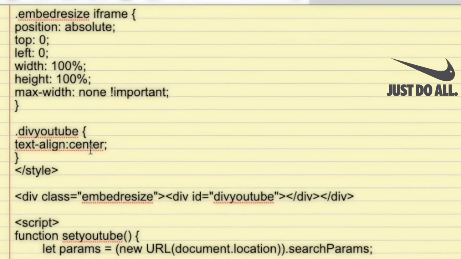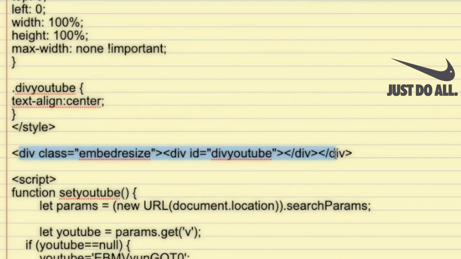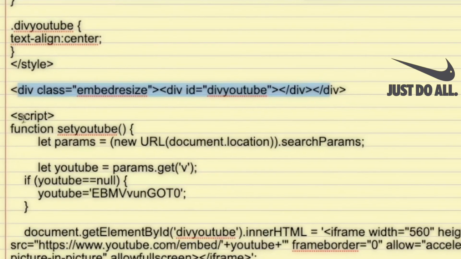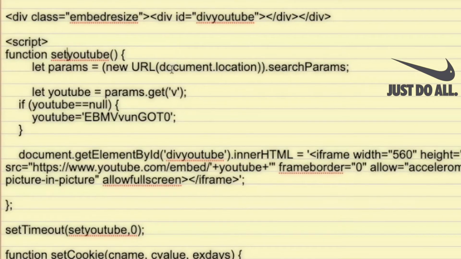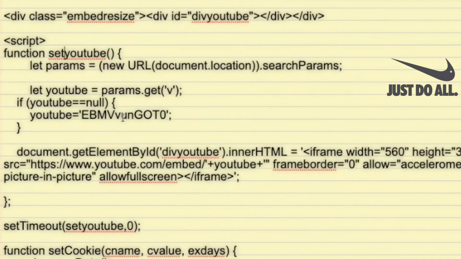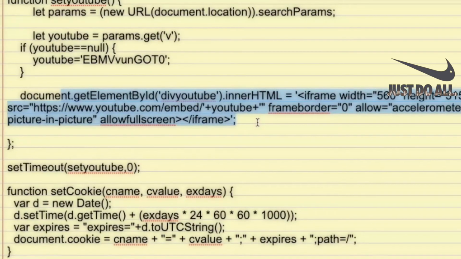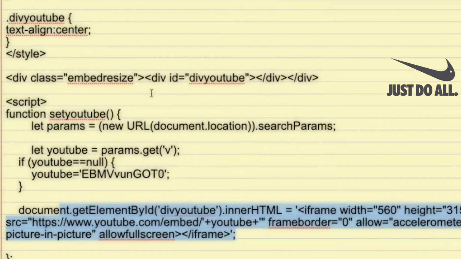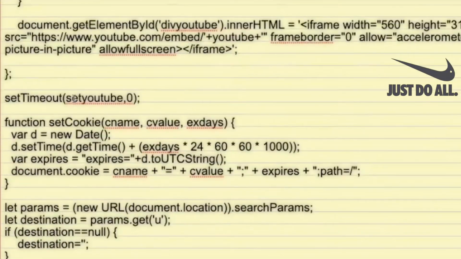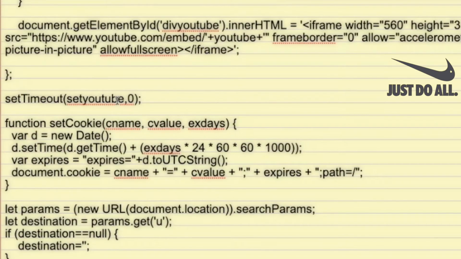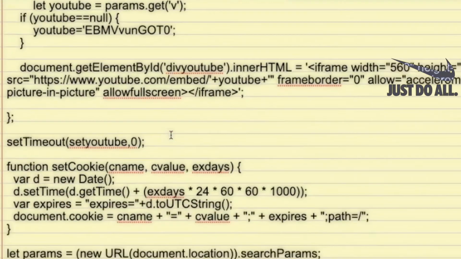You have some style for YouTube. You have a div, that's where the YouTube video will show. And then you have the script, which starts with the function setYouTube, which gets the v parameter, sets the default video ID, and then here it creates the code to embed YouTube into the div that we have seen here. Okay, so it shows YouTube, and then set timeout for setYouTube. So it calls the function setYouTube to display YouTube.